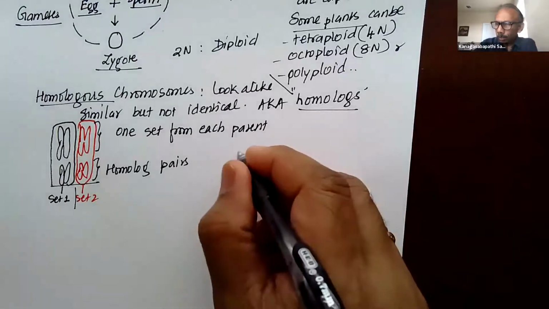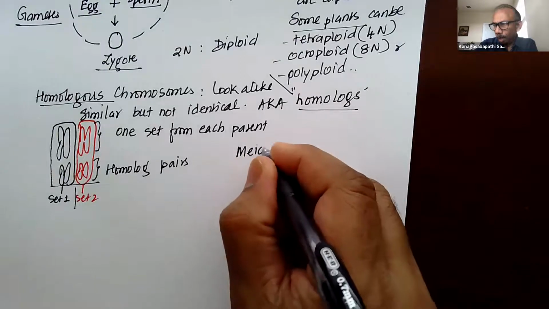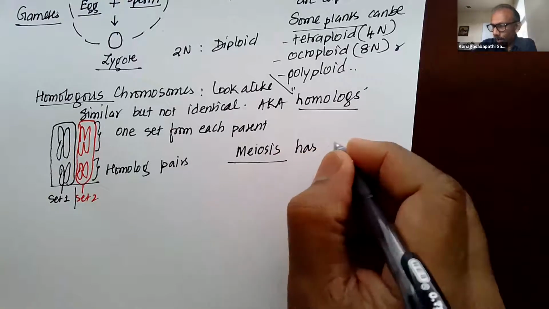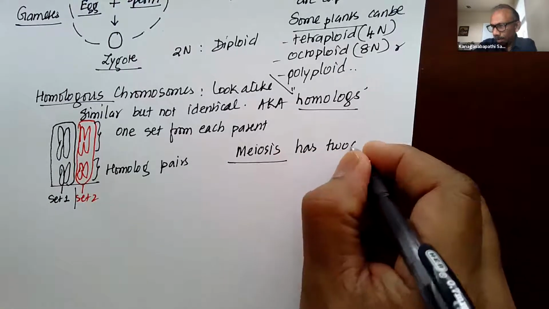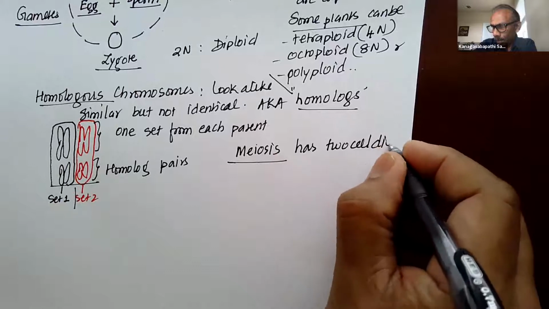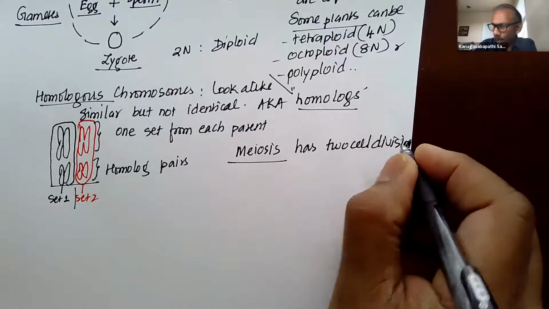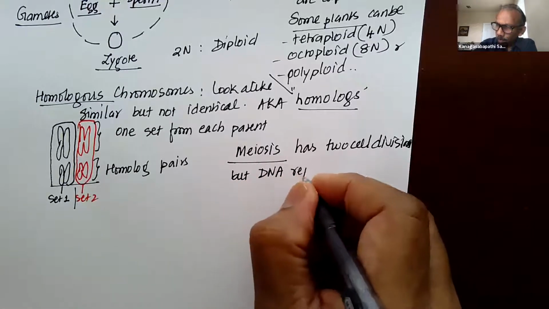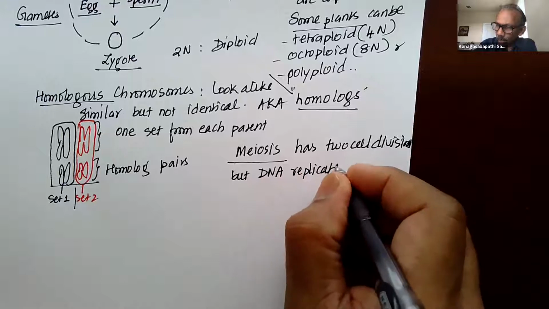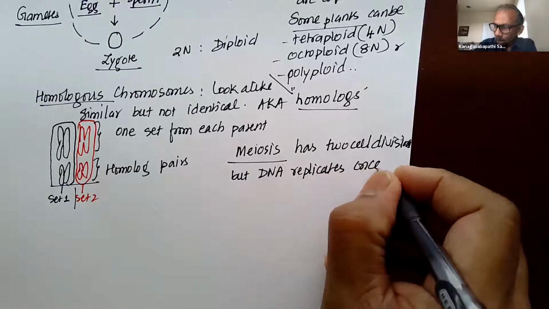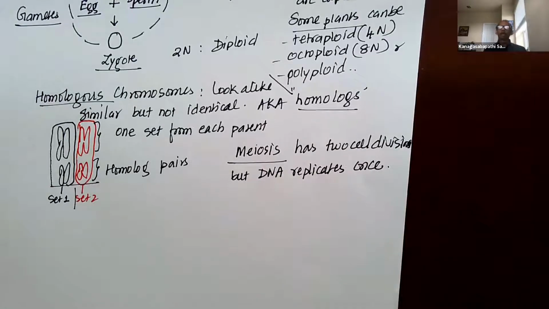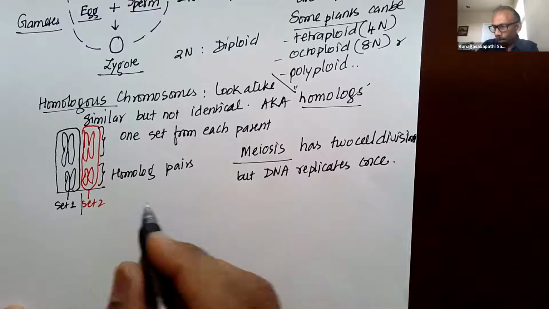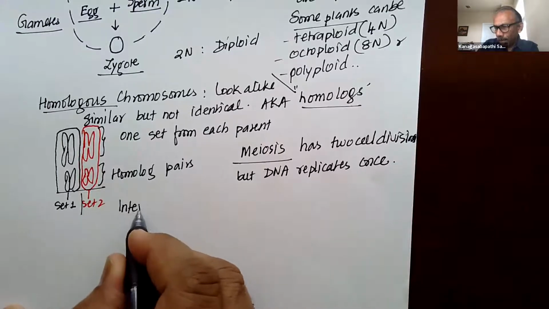So meiosis has 2 cell divisions, but DNA replicates once. It does not replicate twice. That is how they can reduce the chromosome number. Let's go through the stages of that.